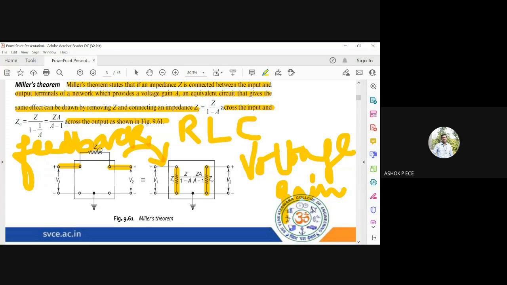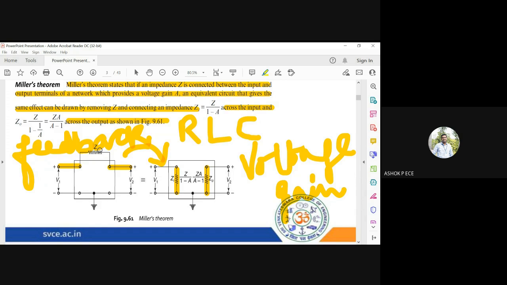For example, in a common emitter transistor, base is the input, collector is the output. So if I have a resistor between base and collector, then I can apply Miller's theorem there because the resistance is between input and output. If there is a resistance between base and emitter, I don't care because base is input, emitter is grounded. If there is a resistance between collector and emitter, I don't care because collector is output, emitter is grounded.